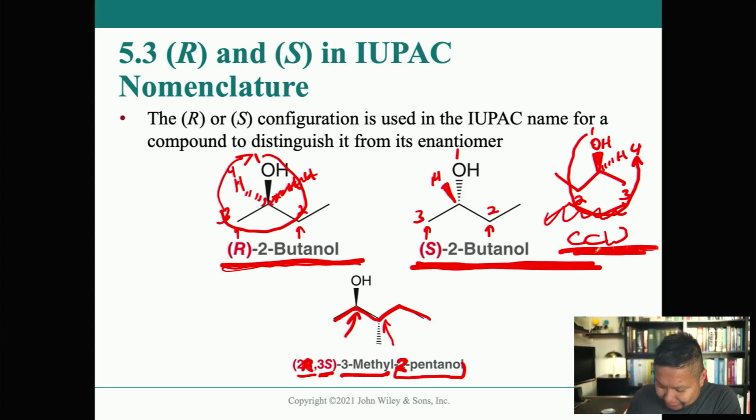Anyway, counterclockwise means it's S, right? And clockwise means it's R. Okay.